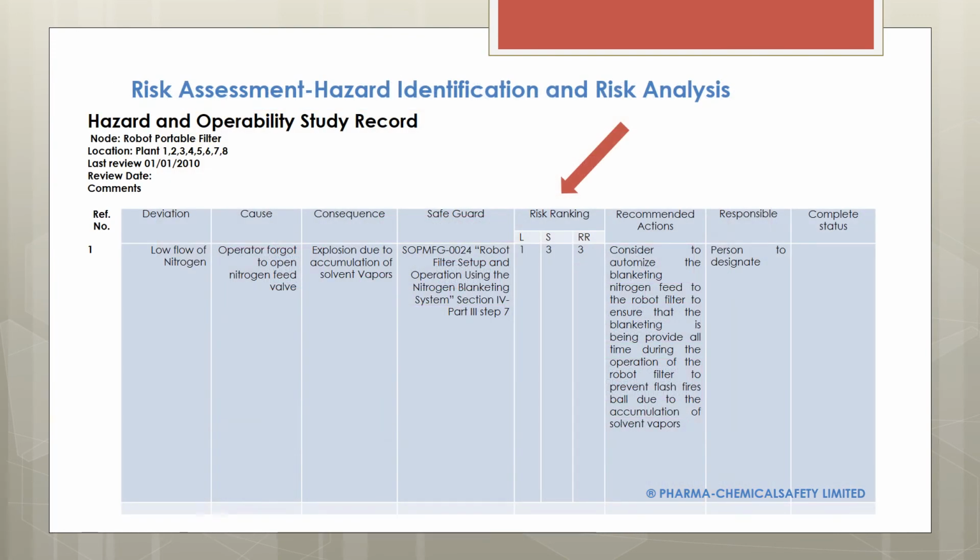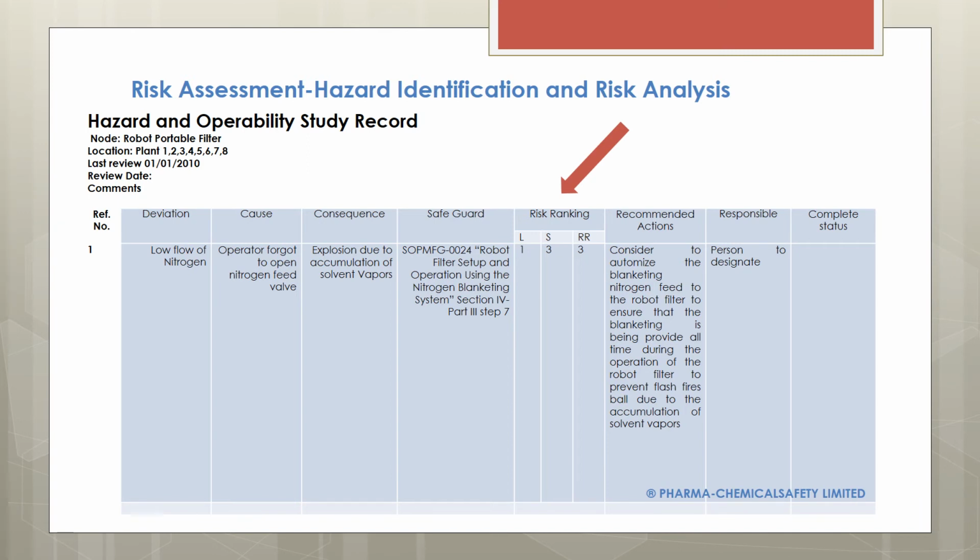Here we have an example of the hazard and operability study record. Note, we use a robot portable filter. It's an old technology. In this case, it was located in plant 1, 2, 3, 4, 5, from the 1 to 8 facility, sorry. The last review was in 2010. That was 2015, so it needs to be reviewed again. No modifications were done before.